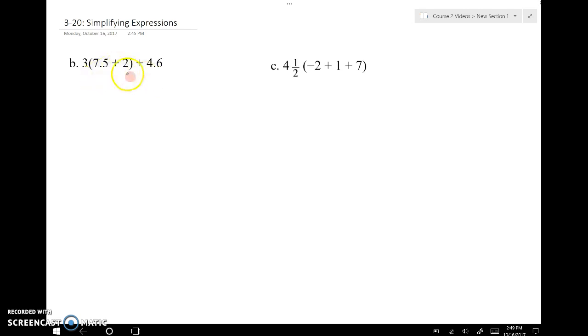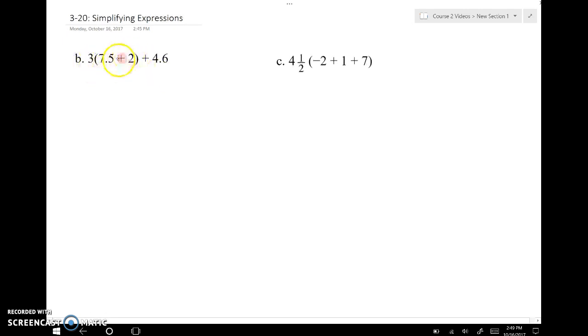Problem 320, parts B and C, asked you to circle the terms and then to simplify the expression. So here I'm looking at 3 times something. So this is one expression. And 4 6/10. So I have 3 times the quantity of 7.5 plus 2. That's one term. I can tell because the plus sign splits my 2 terms. This one doesn't count as a separate term because it's included inside a parenthesis. So this is one term, this is a second.